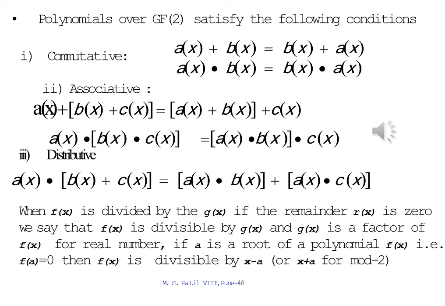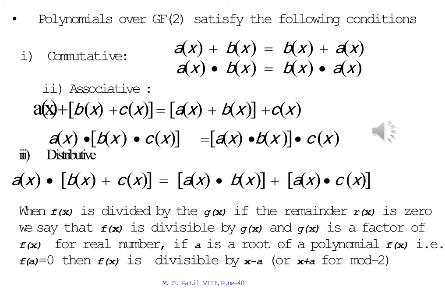So when f(x) is divided by g(x) and the remainder r(x) is 0, this is Euclid's division lemma that we are actually trying to understand. When a polynomial completely divides another polynomial, then we say that the divisor polynomial is a factor of the dividend polynomial, right? So g(x) is a factor of f(x). This is the simple concept of polynomial division that we are aware of.